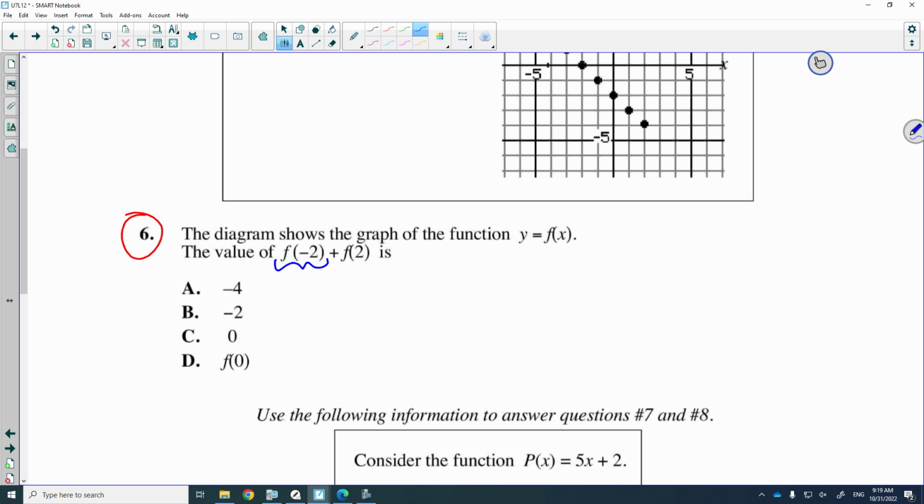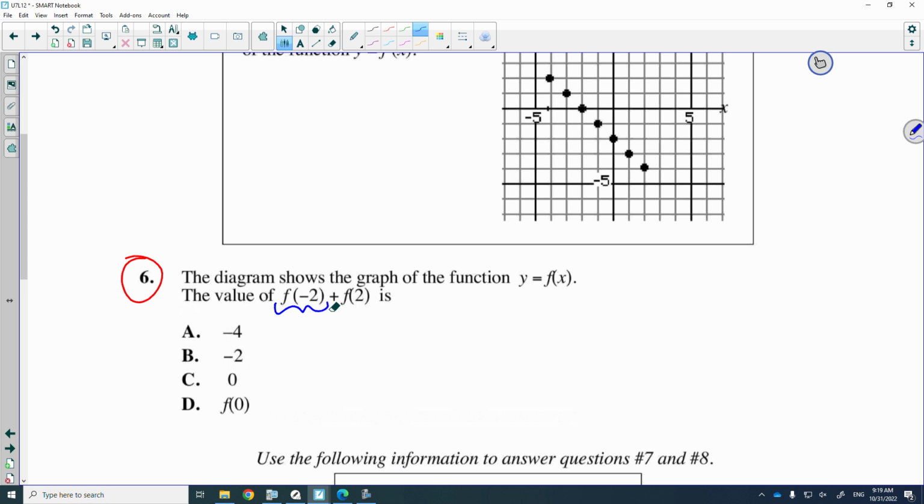So f of -2, when x is -2, what's the corresponding y value when x is -2? Anybody know? So it would be this dot here, this coordinate here. That's when x is -2. What's that corresponding y value? 0. Yeah. So f of -2 is 0.